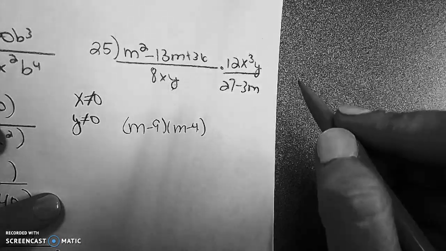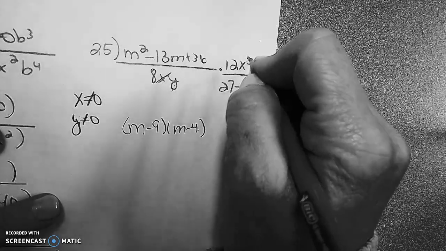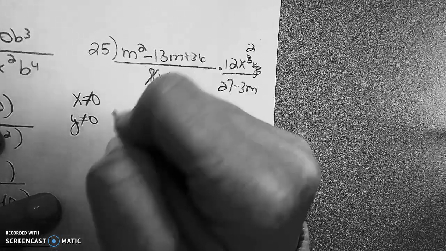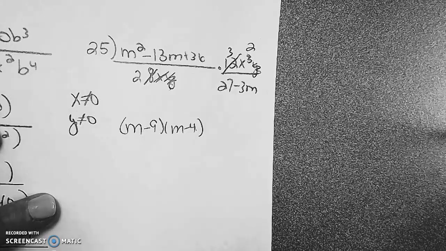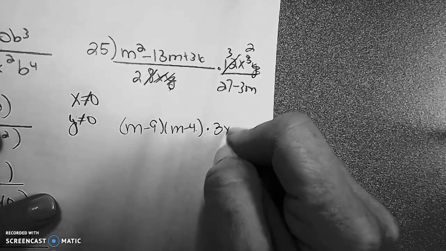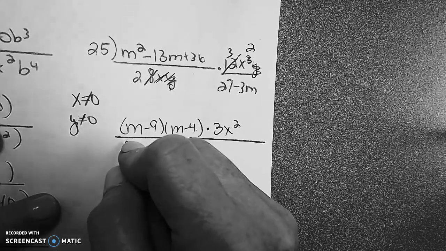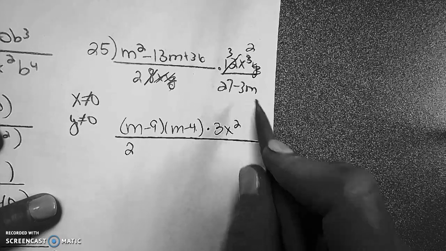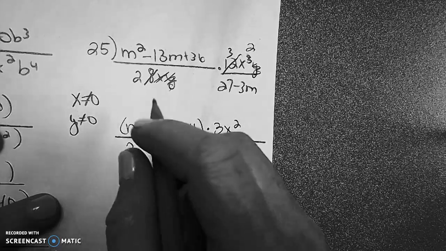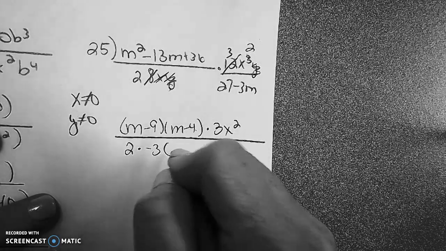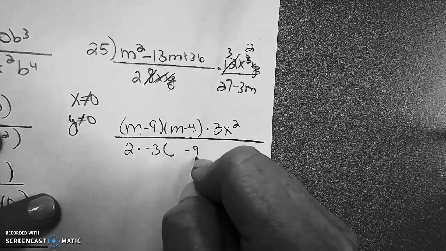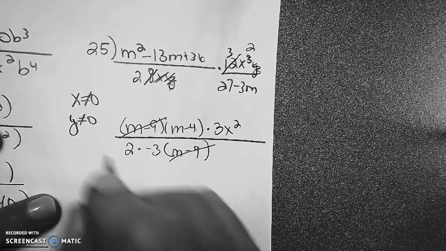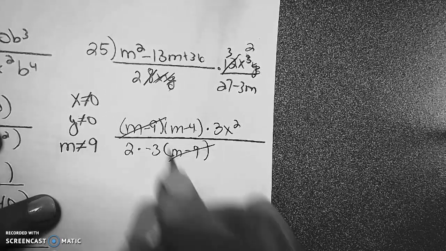I'm going to go back for just a second because I see I can cancel an x out and a y out. And I see the numerator and denominator also share a 4, so that would be a 2 and a 3. So in the numerator, I'm also left with a 3x squared. In our denominator, I'm left with a 2, and as I look at 27 minus 3m, and knowing my goal is to try to factor one of the things I see up above, I'm going to choose to factor out a negative 3, and so that makes the 27 become a negative 9, and the negative 3m becomes positive. And so now I can see m minus 9 cancels, which means m can't equal 9.